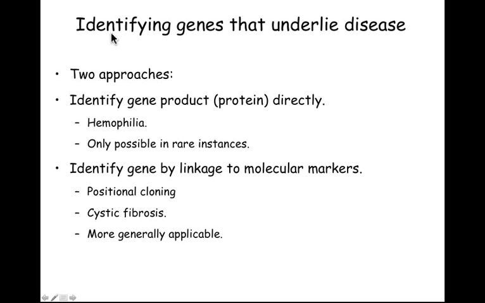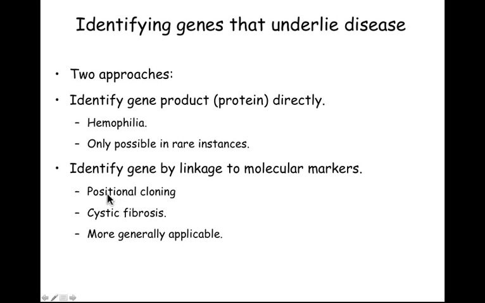So one of the goals then of modern genetics is to identify the genes that underlie disease. And today we're going to talk about 2 approaches, one of which is something that does not get used that much purely because we're not that lucky most of the time. So sometimes it's possible to identify a gene product, the protein, directly, and we'll talk about hemophilia as one of these examples. So instead of identifying the actual protein directly, most of the time we're going to be identifying the gene by linkage to molecular markers.